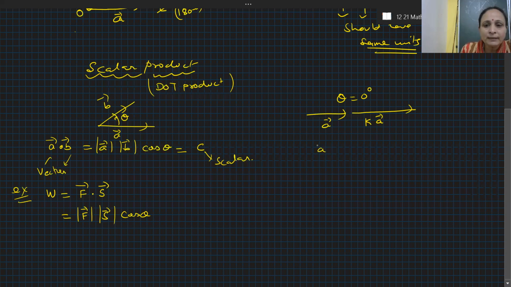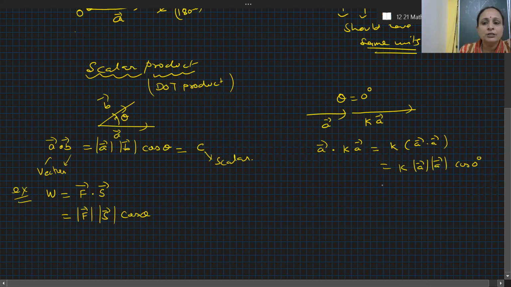Now, if you want to multiply A dot K times of A, what is the answer you'll get? You'll say K is taken out common and it is A dot A. So what is the answer? Modulus of A, modulus of A, into how much will come? Cos 0. So it is equal to K times of A square. This is one way I've explained because this will be used in the problems.